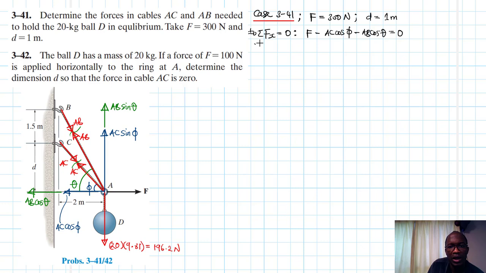Okay. Then we have another one which is summation of forces in the y equal to 0 going up being our reference. What do we have? We have AC sin phi plus AB sin theta minus 196.2, let me remove the unit, equal to 0. So we have these two equations. So let's feed in this here. We feed in here like so.